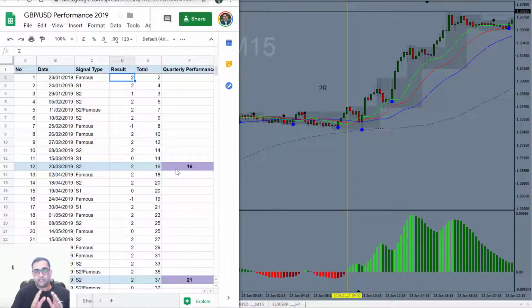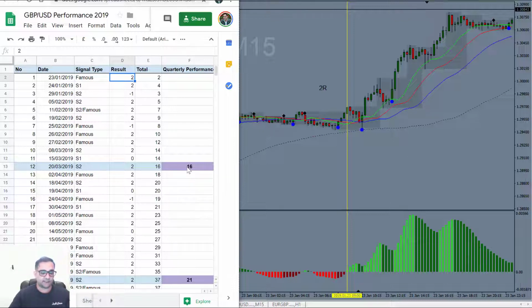Let's suppose you're trading the pound yen and the pound dollar. Sometimes you would take a trade on both of them, minimizing the risk, splitting the risk between the two. Sometimes you take full risk on both, and sometimes you'll have the same situation, but one of the charts will show a better signal.